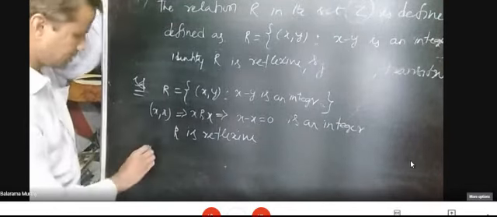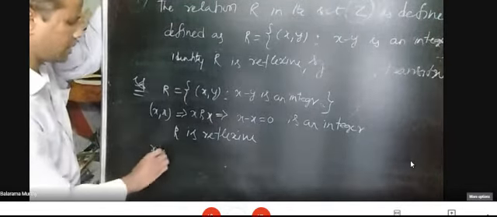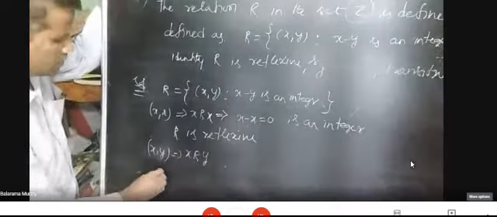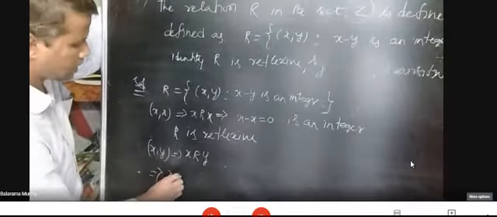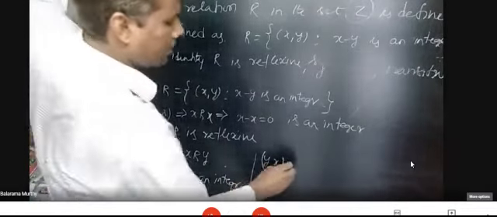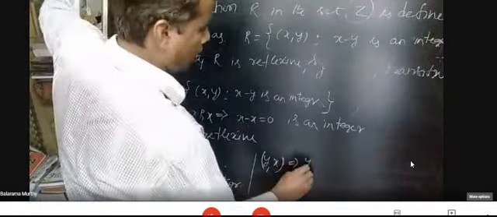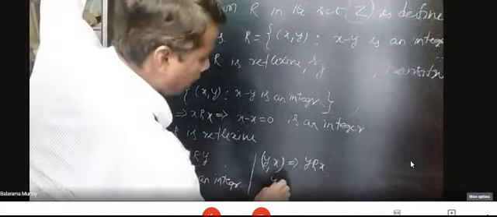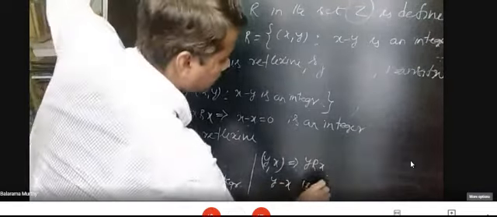Second one is what? Symmetric. Symmetric means what? (x, y) implies x related to y, which implies x minus y is an integer. Then what about (y, x)? (y, x) implies y related to x. Y related to x means y minus x is also an integer.